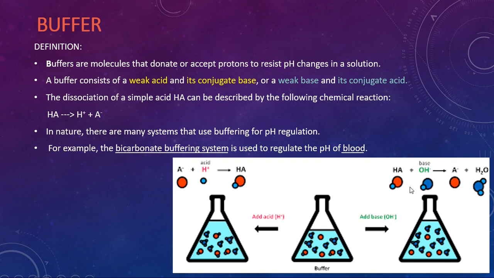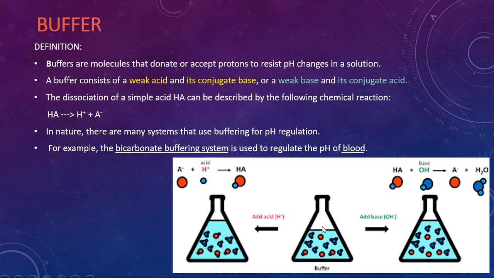And then again here HA is going to accept a proton, that means able to donate OH minus. Obviously it is also becoming a weak base. So here is a weak acid and here is a weak base along with their conjugate base and conjugate acid. So that's how in between it is going to become a buffer.